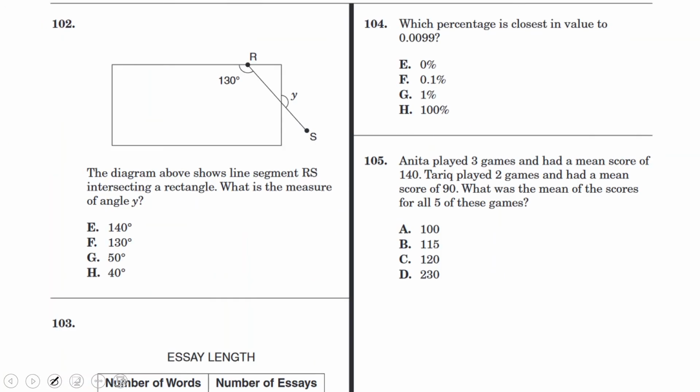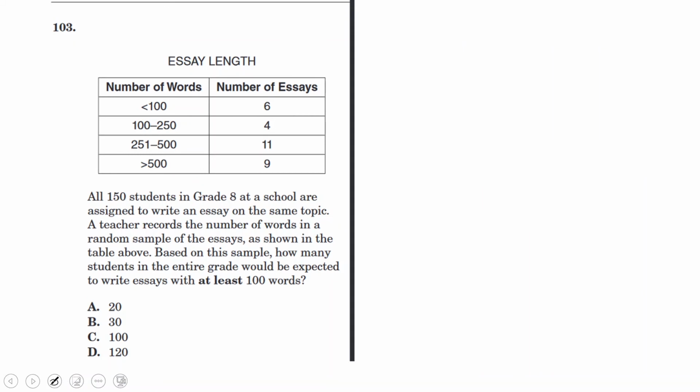Moving on. Here we got the diagram above shows the line RS intersecting a rectangle. What is the measure of angle Y? This right here is 50 degrees. This is a 90-degree angle, so this is 40. So therefore this dude right here is 140 degrees, E. Next. Again, lots of tricks I'm skipping.